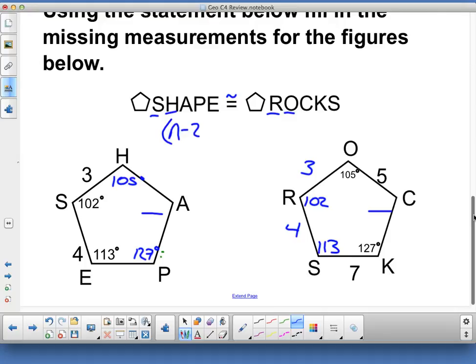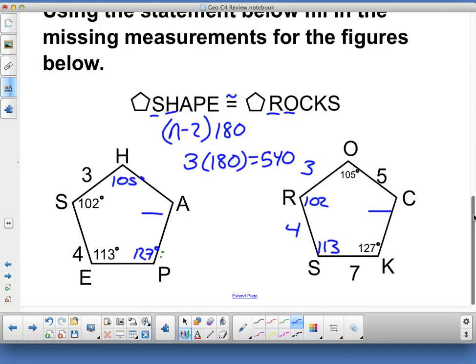N minus 2 times 180 will give me the total interior angle value of a polygon. This is a 5-sided figure, so 5 is n. So I got 3 times 180. Now, why am I doing that? We can find angle A. We have the skills and technology to get it done, so take out your calculator.